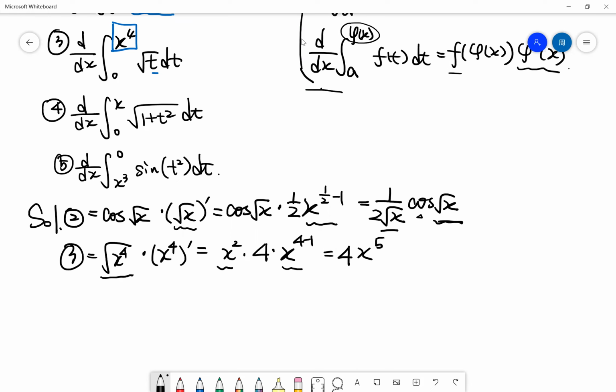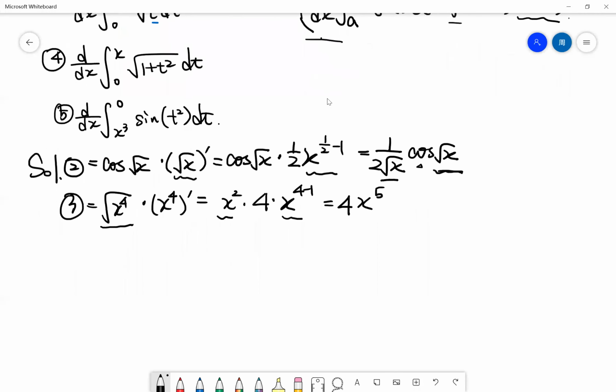No questions. Okay, good. And number 4 here. This is a question I thought might confuse you, but I'm really happy that most of you figured it out. Here, the upper limit, that is x itself here, right? So we can use the first formula directly. We just first find the integrand, then change all the t to x. So that equals square root of 1 plus x squared.